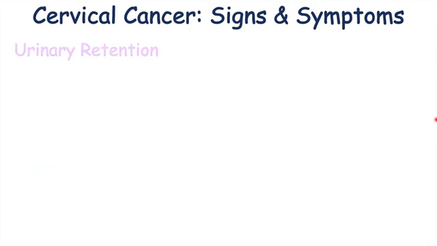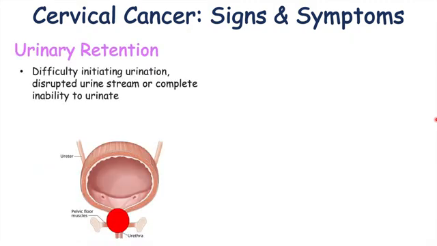And some of those include urinary retention. So urinary retention is a difficulty initiating urination, disrupted urine stream, or a complete inability to urinate. So a patient feels that they have to urinate, they try, but there's some difficulty initiating urination. Or when they get started, there's some disruption of the urine stream, it's not a steady stream. Or there's a complete inability to urinate at all. So a patient may be completely obstructed in their ability to urinate. So that would be complete urinary retention.